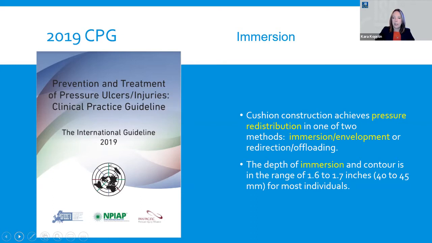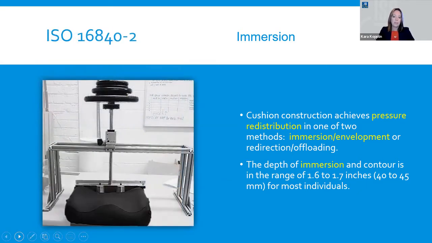And the guideline goes on to explain that the depth of immersion is typically about 40 to 45 millimeters for most people. And that's based on the geometry of the pelvis. So the thought is that the cushion needs to be tall enough and deep enough to immerse the pelvis and support the ITs and the greater trochanters. So that's a nice straightforward measure that's easily applied to a bench test. And that's what's been done in this method.